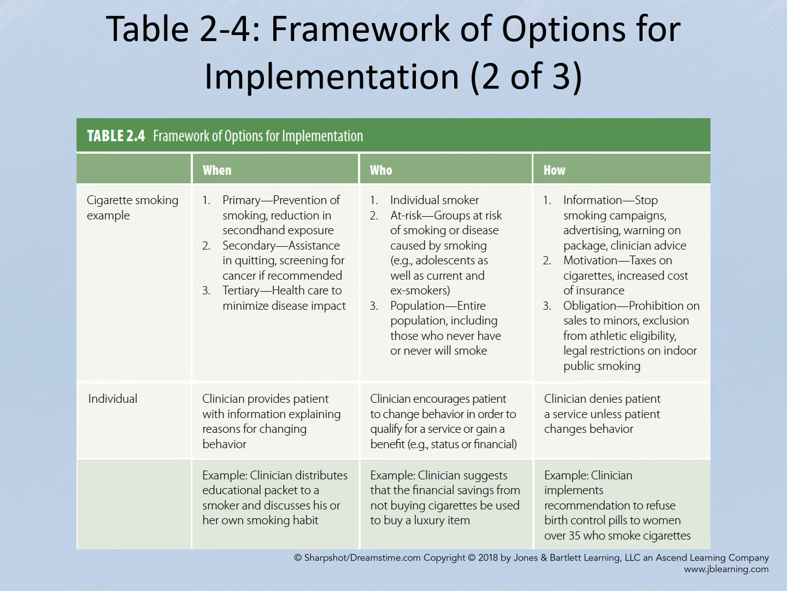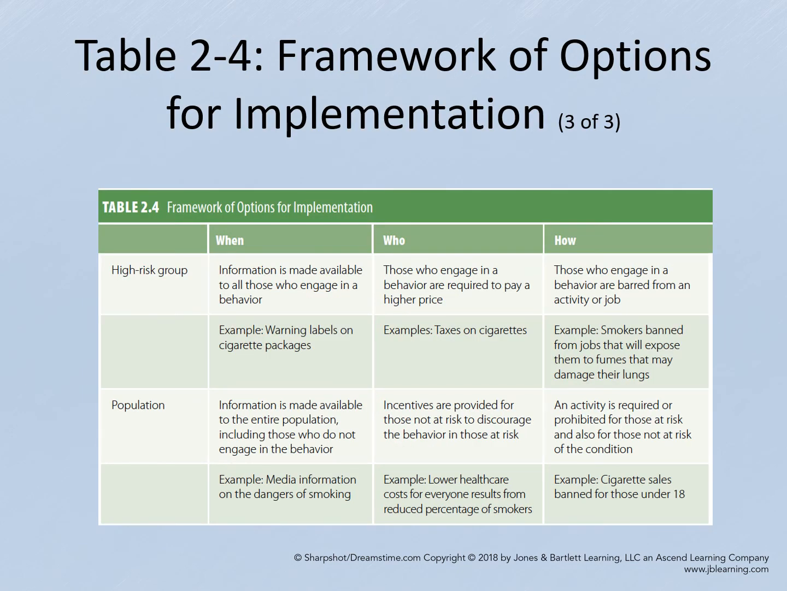Clinician denies patient a service unless patient changes behavior. Clinician implements recommendation to refuse birth control pills to women over 35 who smoke cigarettes. That is how they implemented the individual level. At the high risk group, how can this be implemented?